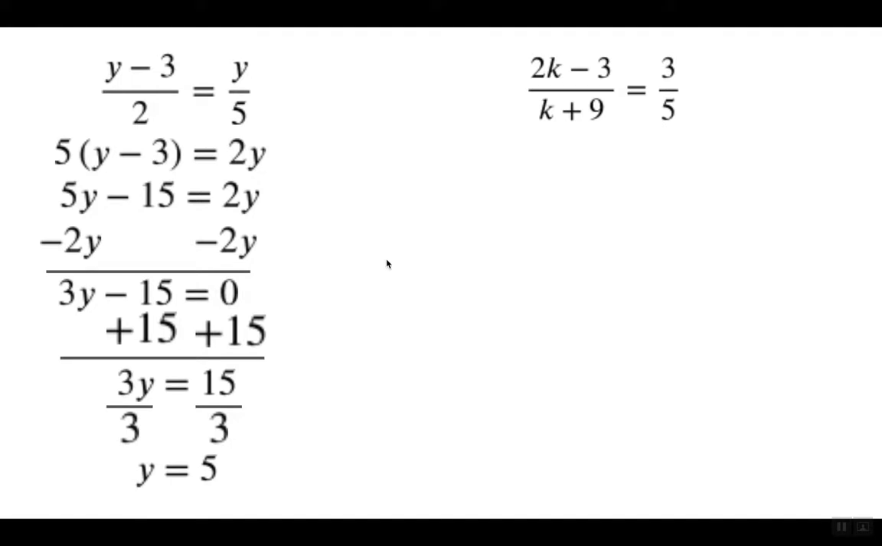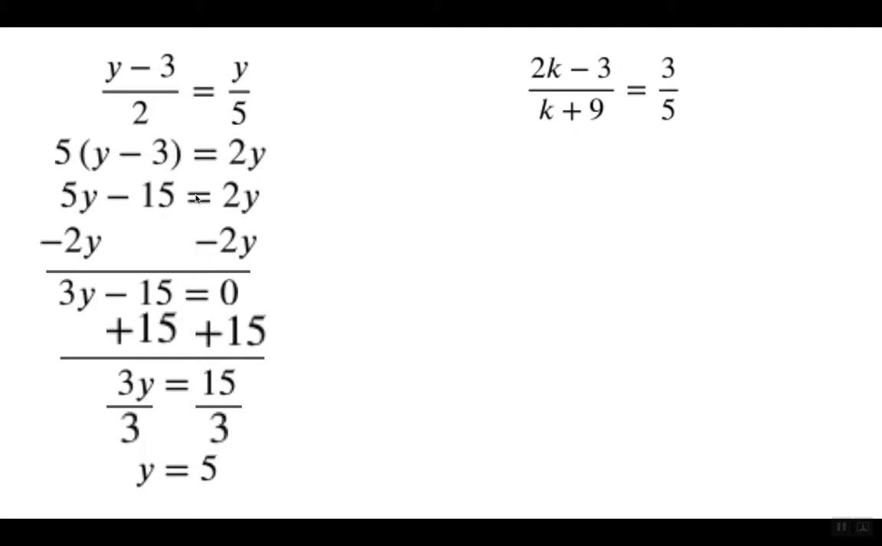Okay, so y minus 3 over 2 equals y over 5. So I did 5 times y minus 3. Notice I put the y minus 3 in parentheses, and then I did 2 times y. I had distributive property over here. 5 times y is 5y. 5 times negative 3 is negative 15.